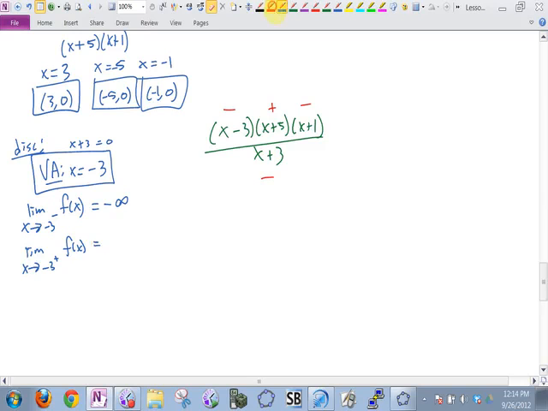So how about as you approach from the right? Well, those top factors aren't going to change. You're still a number close to negative 3. It's only the bottom one that might change. If you're a number slightly larger than negative 3, that is going to create a positive when you add 3 to it, like negative 2.9. So on the right side, it is going to positive infinity. Great.